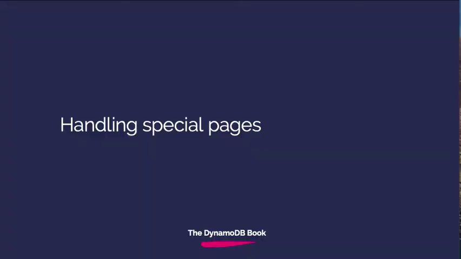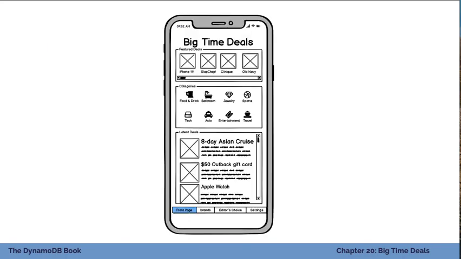All right, so the last thing I want to handle around deals are what I call special pages, where we've gone through a few different types of pages like the brands page and the category page that are specific to a particular brand or a particular category. But we also have some more generic pages that aren't specialized into a brand or category. One example here is that front page.